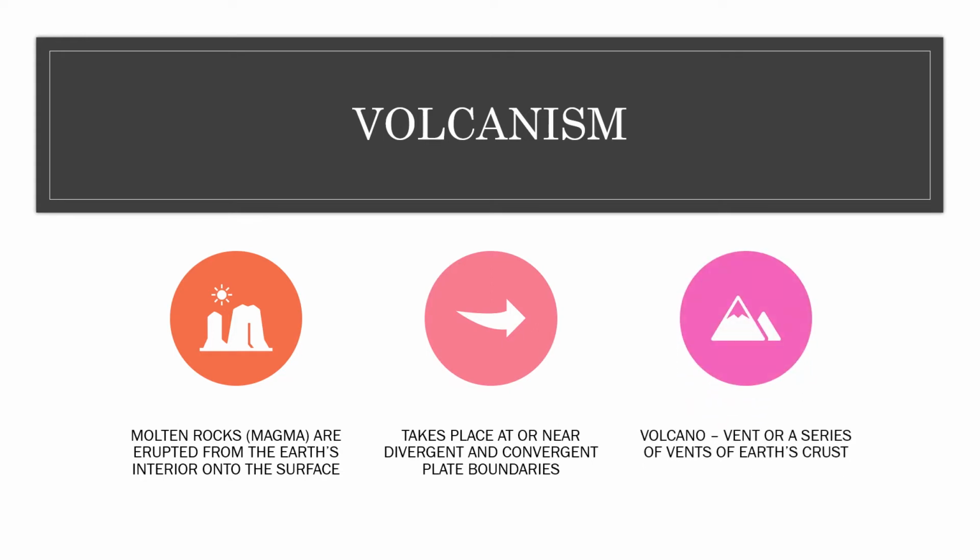A volcano is a vent or a series of vents on Earth's crust. The vent is like a chimney. It is where magma, ash, and gases are released. The mouth of the vent is referred to as the crater. The large, almost circular depression formed either by the collapse or explosion of the volcano is the caldera. Crater lakes sometimes form in these calderas.